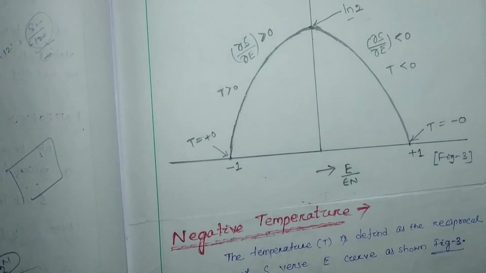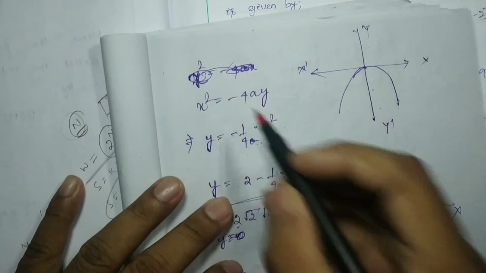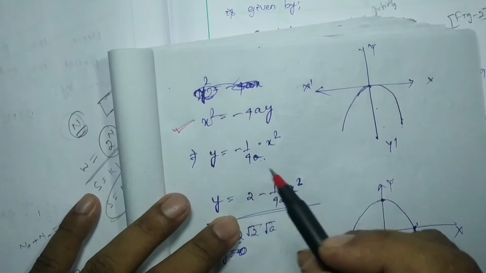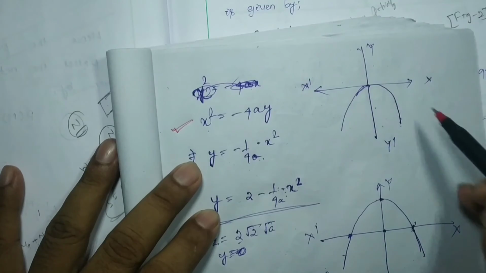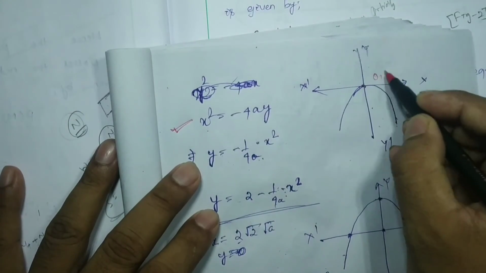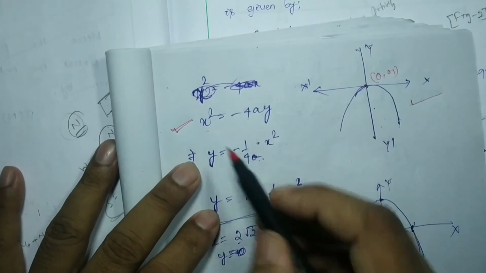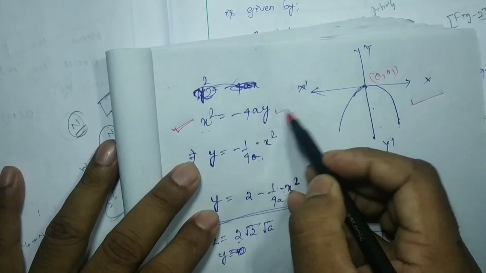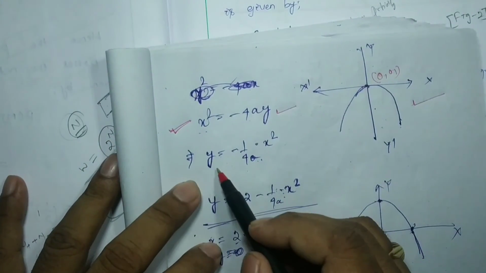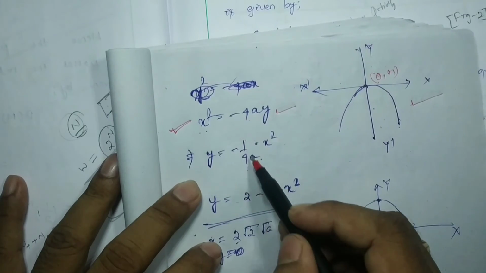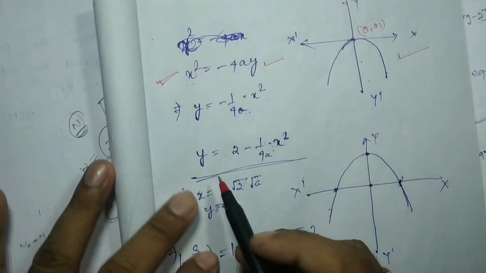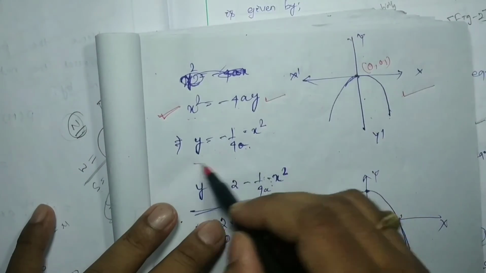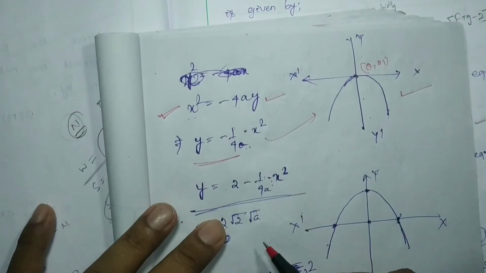How it is, I am going to explain here. See carefully. We know that this equation represents the parabola. If we are going to draw in the xy plane, this will be this one. This is your 0 0 and this will be your parabola x square equal to minus 4ay, or that implies y equal to minus 1 by 4a into x square. So this is nothing but this one.